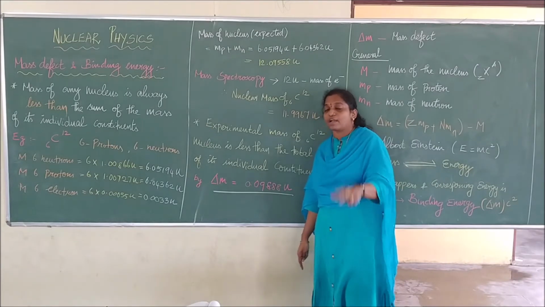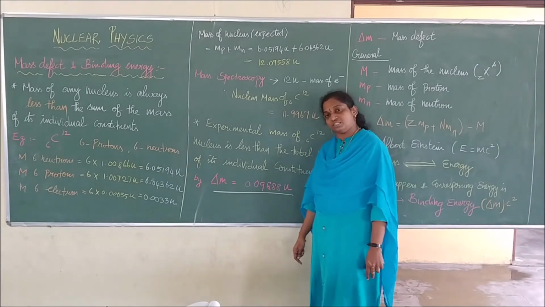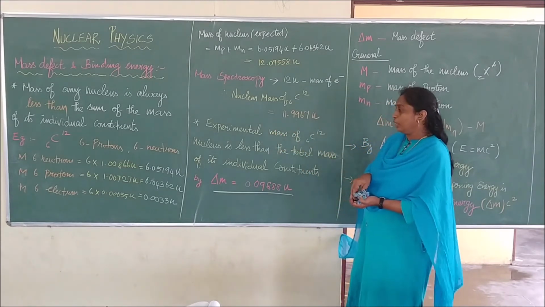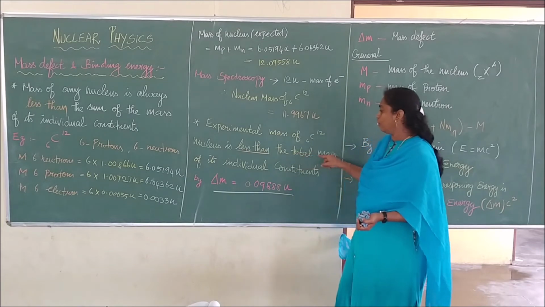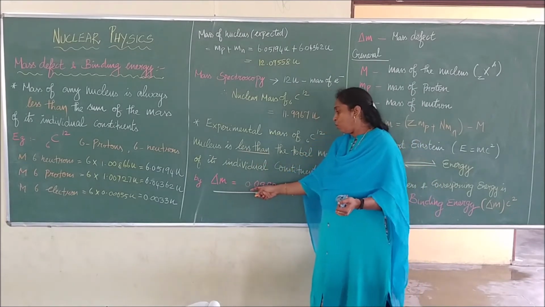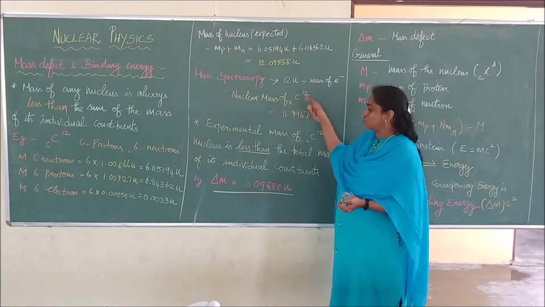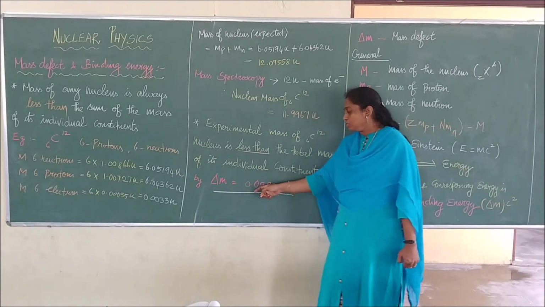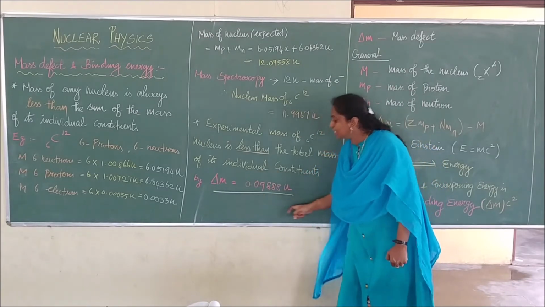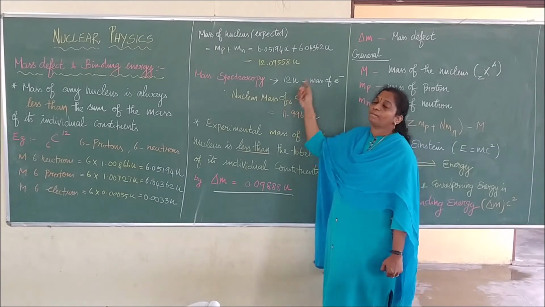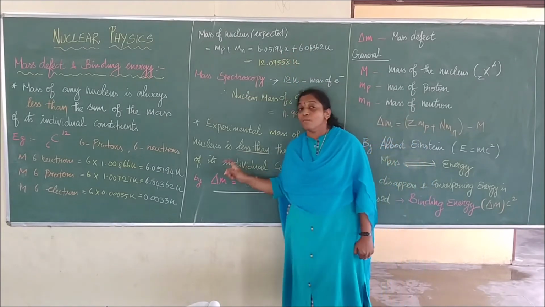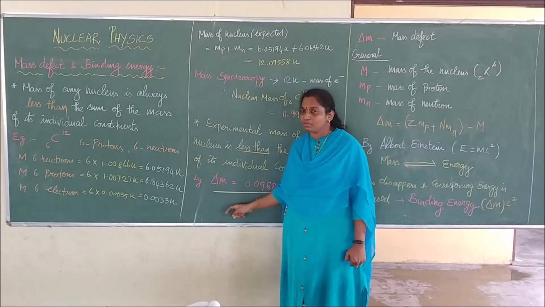We call this difference in mass the mass defect. The experimental mass of a carbon atom nucleus is less than the total mass of its individual constituents. The difference between these two is measured to be 0.09888 atomic mass unit. This much mass differs from the calculated value of the individual constituents. We call this the mass defect.